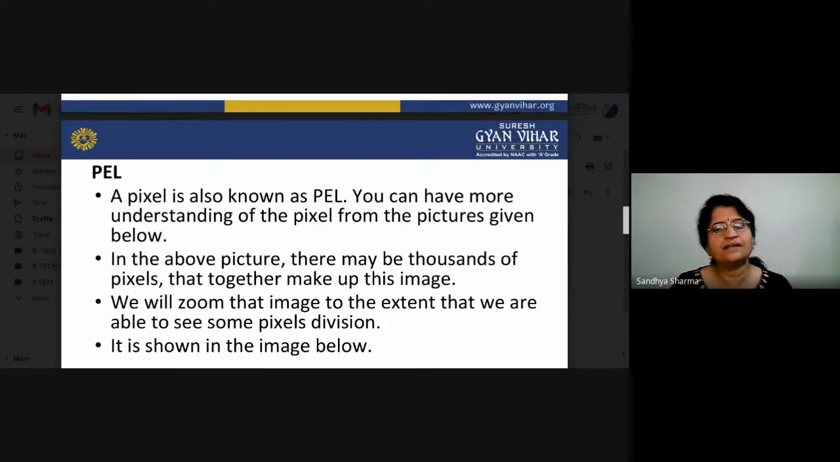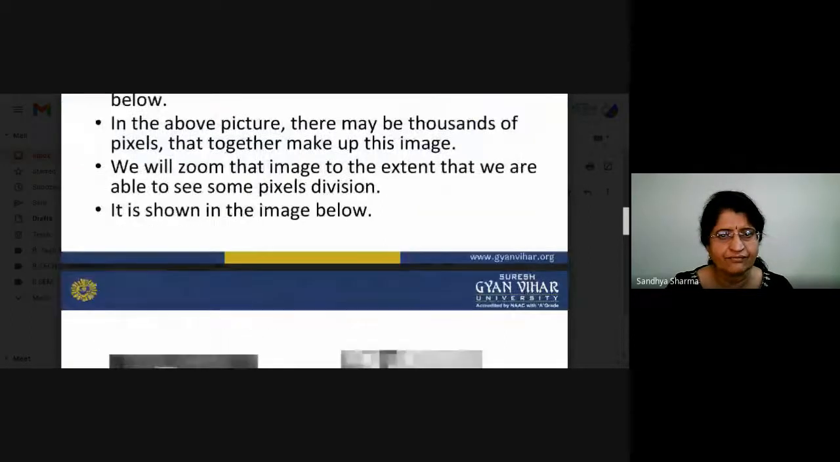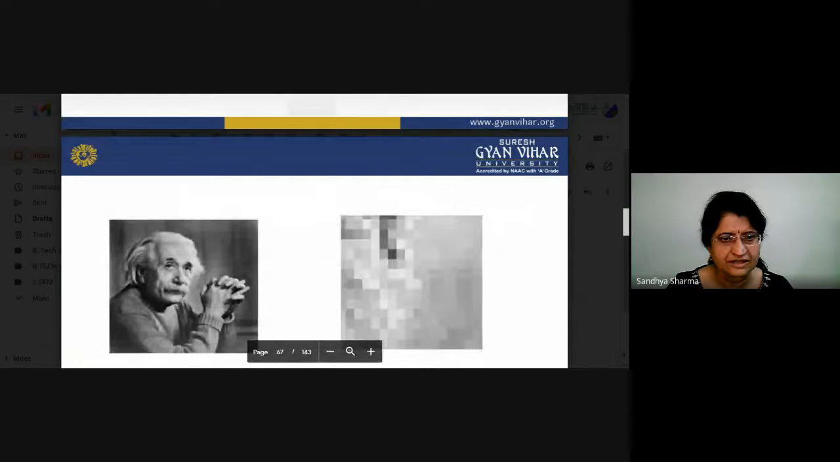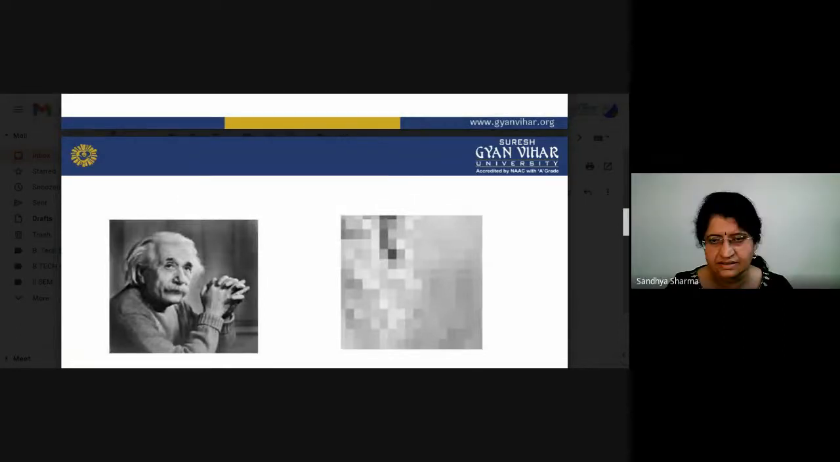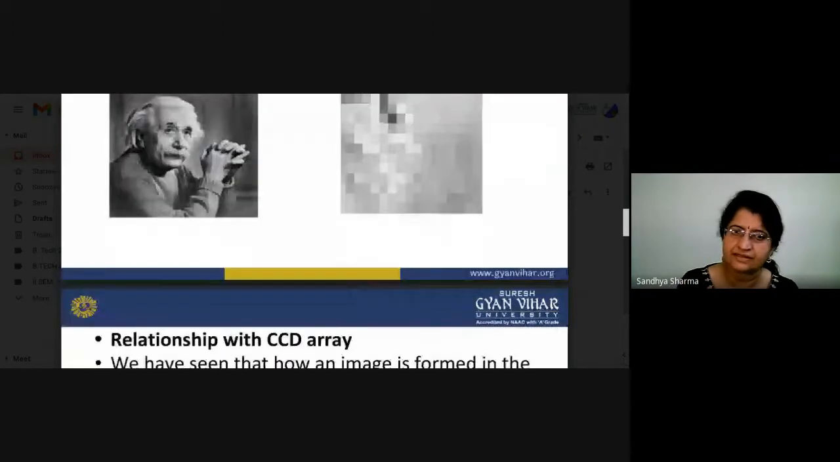When we zoom into that image, the content of that image we can see in the form of pixels. So you can see how the pixel divisions are there. If you zoom this picture, you can see this number of pixels in that particular picture. That is basically how our picture is made by the combination of pixels. So that is the basic distributed part of our picture.